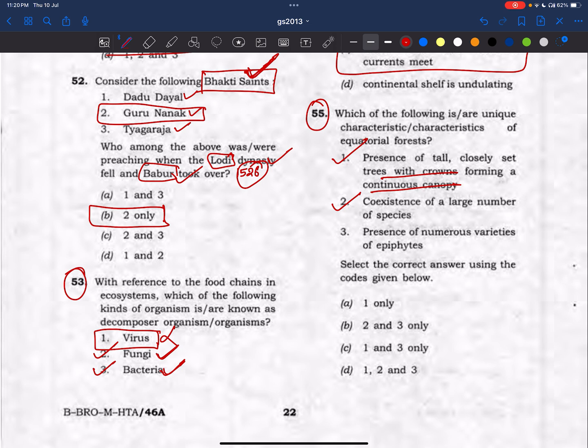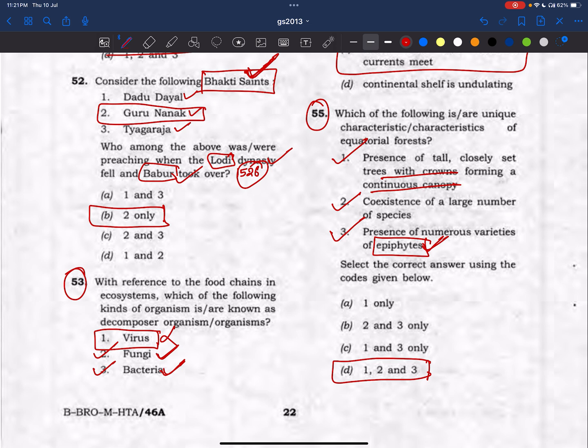Now coming to the third statement, presence of numerous varieties of epiphytes. See here, this is the main thing present in the equatorial forest, right? Epiphytes are the creepers which grow on the trees so that they can get the sunlight. Because they can't grow on the ground, they start creeping onto the tree itself. Okay, and all three statements are correct. The answer is 1, 2, 3.